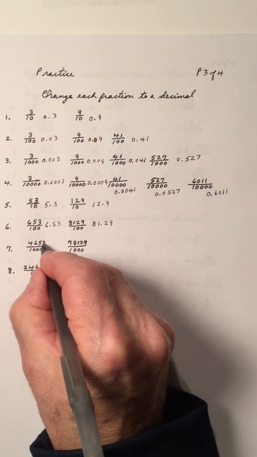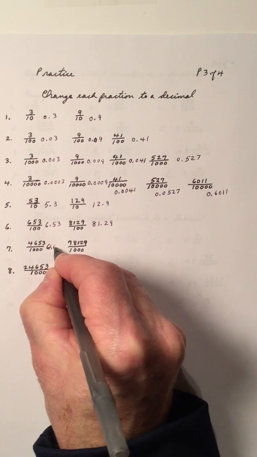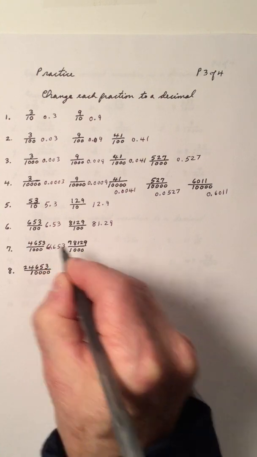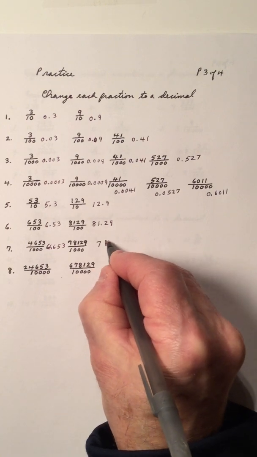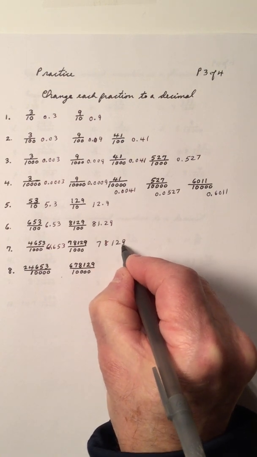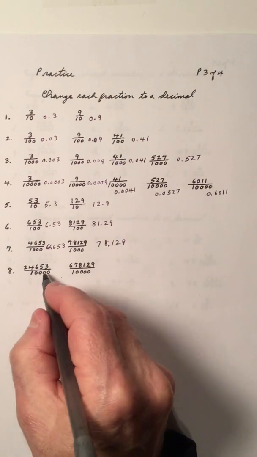Thousandths, the 3 is in the third place, so it's 4.653. And the 9 is in the third place, so it's 7.8129, so the third place. The decimal has to go between the 8 and the 1.